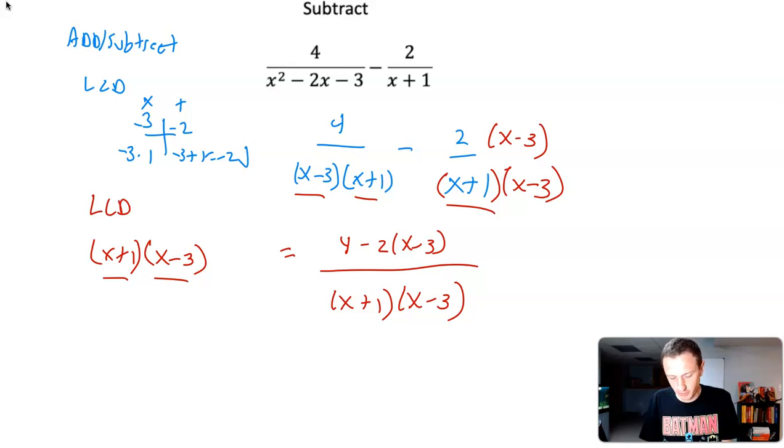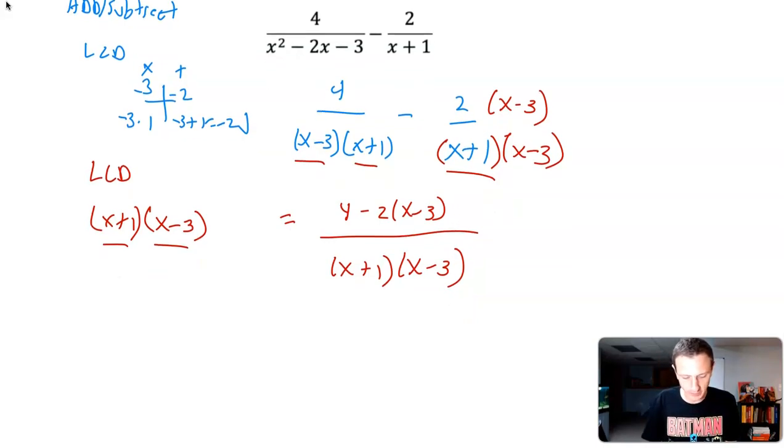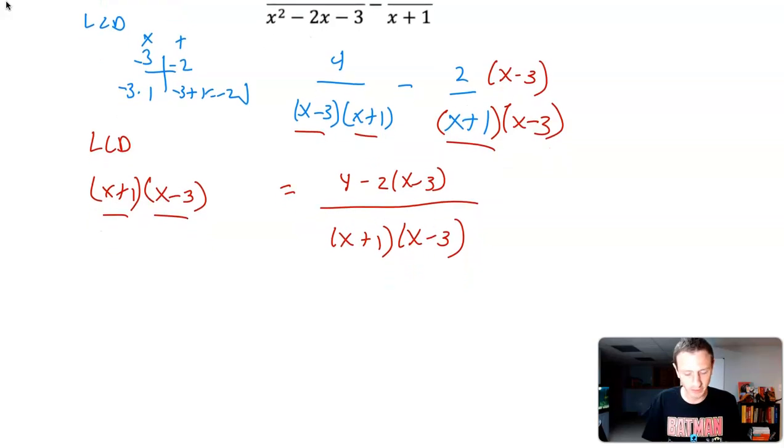Like you would just distribute here rather than writing it down. But just for the sake of this video, I might as well just show the steps here. I'm not trying to rush through it or anything. So here's what I did. I just wrote this as 4 minus 2 times x minus 3.